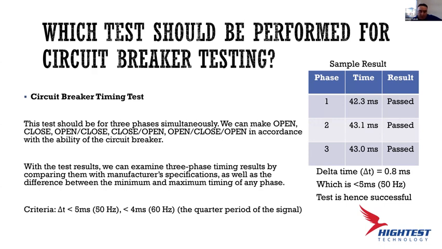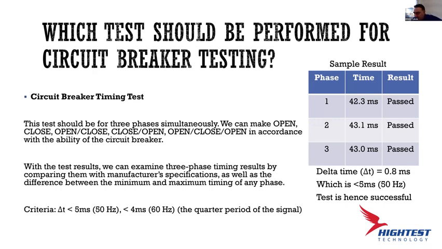In our test, our main criterion is that the measured delta time has to be smaller than 5 milliseconds for 50 hertz and smaller than 4 milliseconds for 60 hertz, the quarter period of the signal.